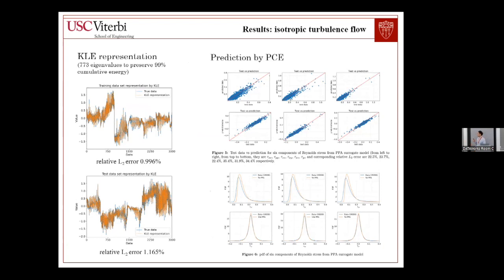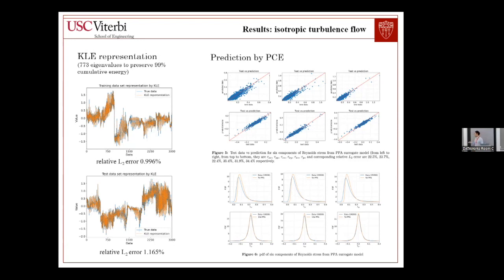Then let's look at the performance of the surrogate model by PCE. The top figure shows a comparison between the result predicted by PCE and the truth value. As you can see, almost all the points are clustered near the diagonal line, which means the prediction is pretty good. For the sake of uncertainty quantification, we also plot the probability density function for the Reynolds stress for 6 components, because it is a symmetric tensor, so there are 6 components. This is for isotropic turbulence flow.